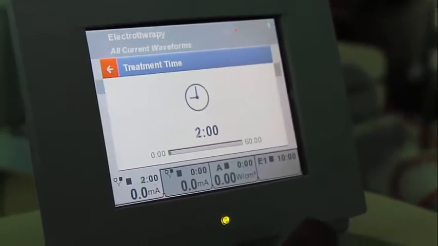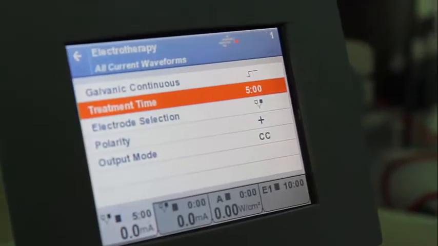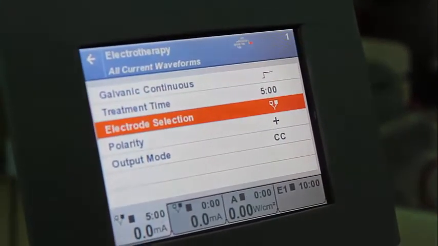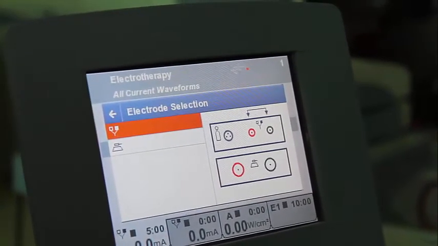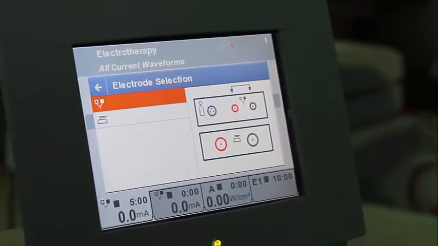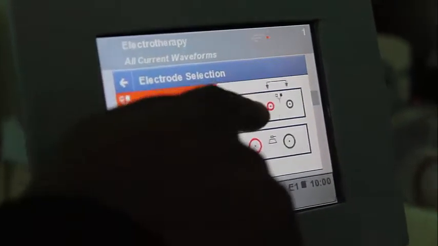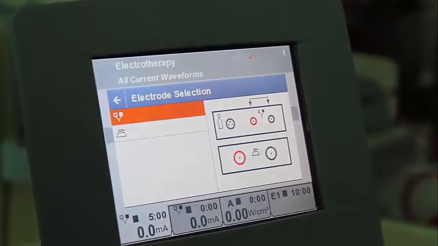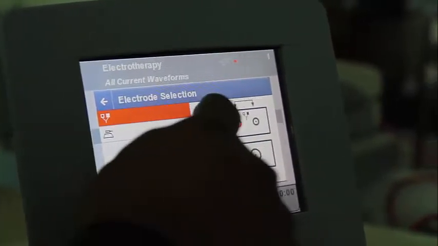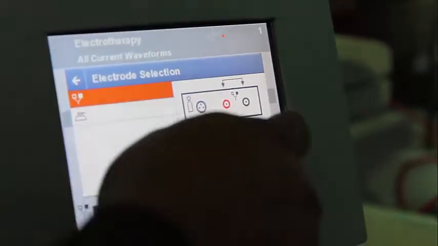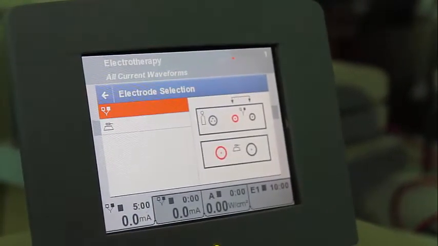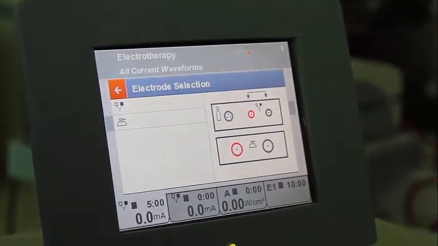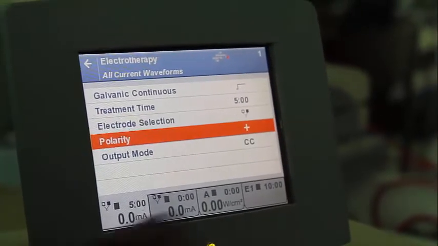Treatment time: just put 5 minutes. Within 5 minutes you will come to know. Only for this experiment, choose 5 minutes to know which is cathode and which is anode. For electrodes, if you see here, this top one is for carbon rubber, and this one is for vacuum. We have used carbon rubber electrodes, so select carbon rubber.